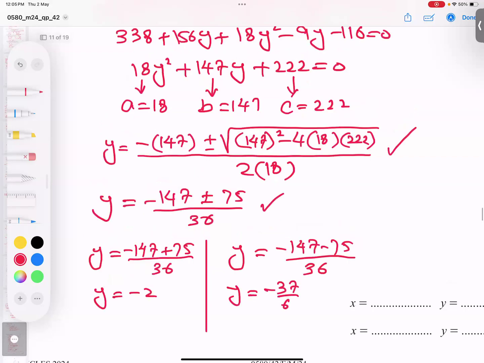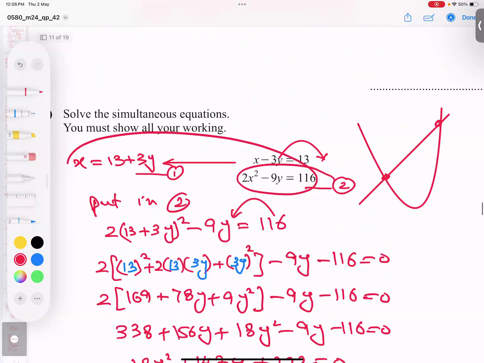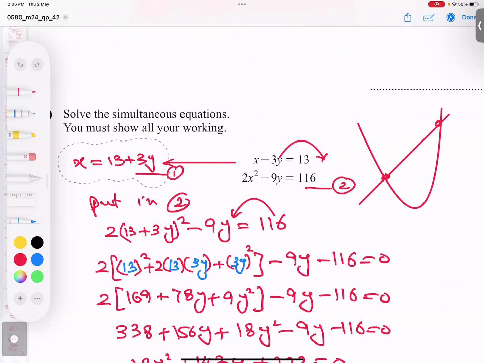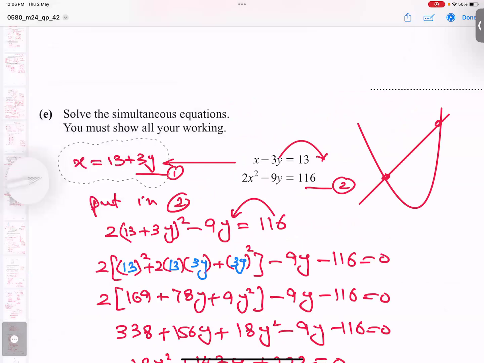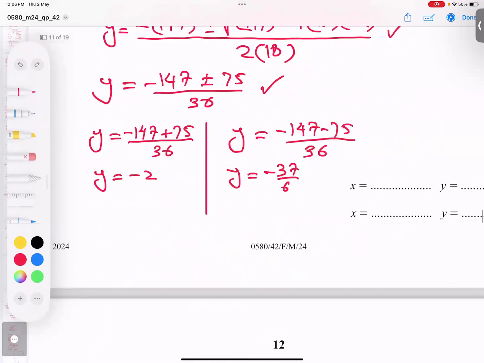I will plug in both values into either equation 2 or 1. But 2 is very complicated because of the power 2, while 1 is very easy. So I copy and paste 1 and use it here. So this equation, I'm using it here. Okay, I believe you got it.